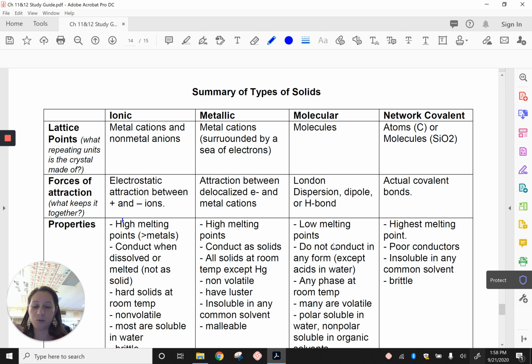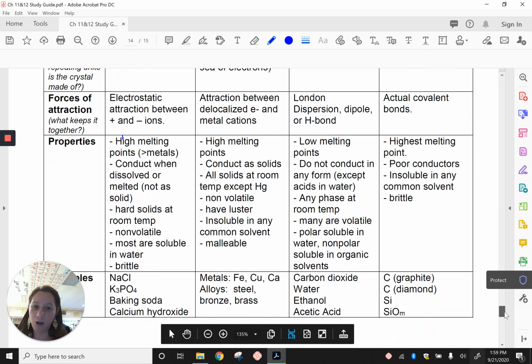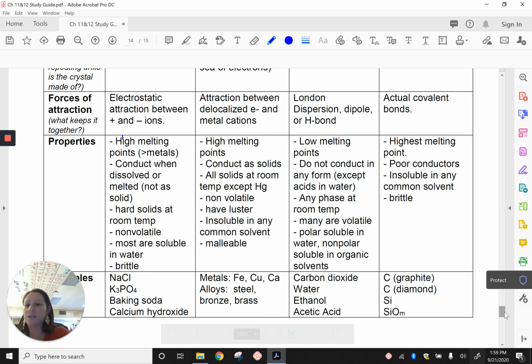You have either London dispersion, dipolar, or hydrogen bonding between those particles compared to real covalent bonds, or positive-negative attractions between the sea of electrons and the cations, or attraction between real positives and negatives between the ions, for example. So you want to compare these properties with each other, and these properties are based on the type of bonding and the type of attraction that keeps your crystal together.